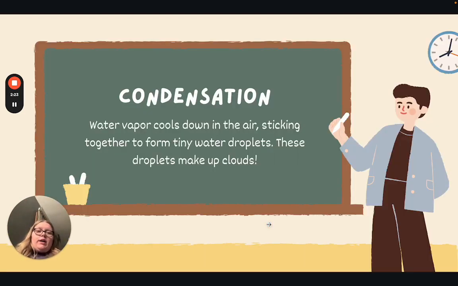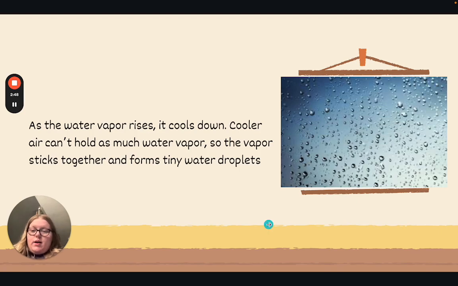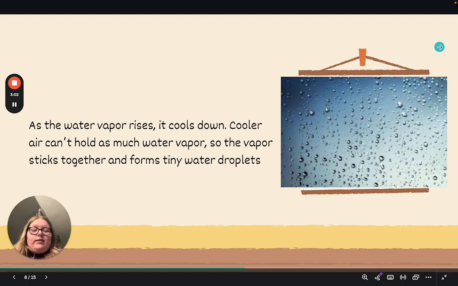And another key factor in cloud formation is condensation. So this is when the water vapor that we just talked about cools down in the air, because when it gets to a certain point of height, the air is cooler than what it is down here on Earth. So the water droplets stick together and they make up clouds. Cooler air can't hold as much water vapor, so that's why it sticks together. So this picture here shows what water droplets that stick together look like.